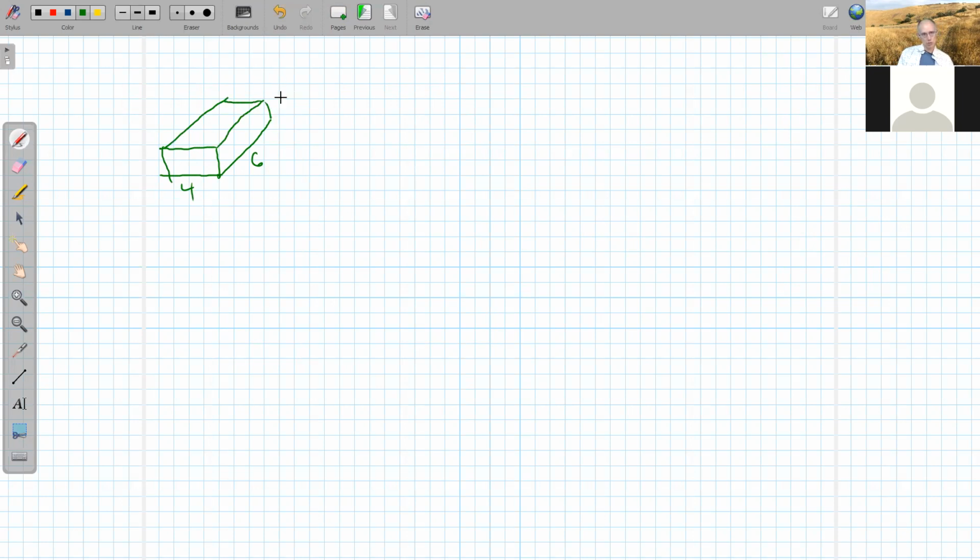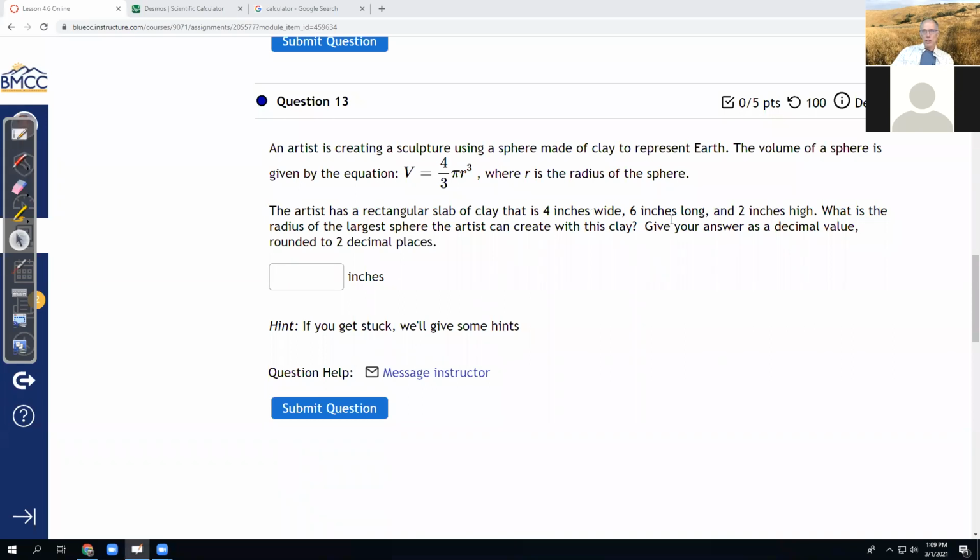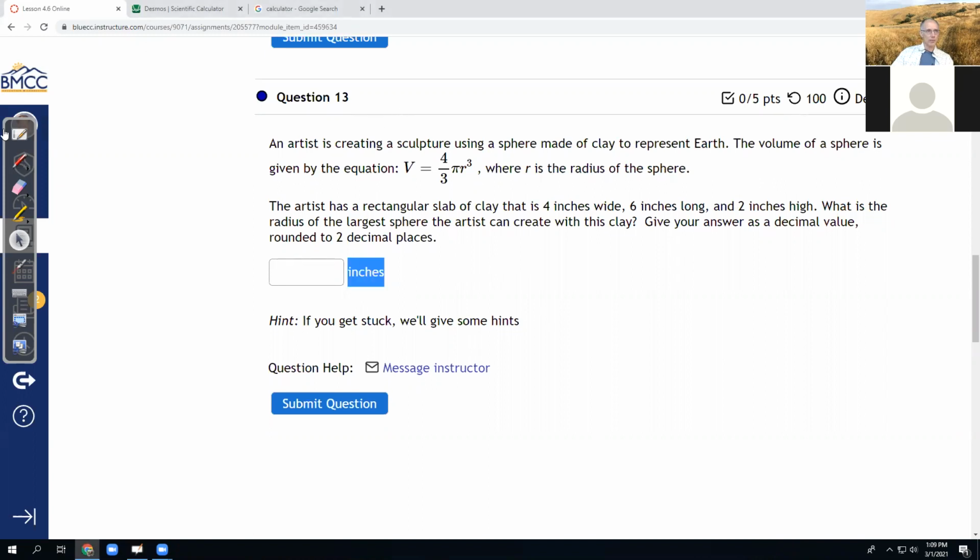So there's my cube of clay, or my box of clay. And let's see, what are the units here? Make sure I don't mess that up. Inches, inches, and inches. That's good. And then we want the radius in inches. So we're all good there.